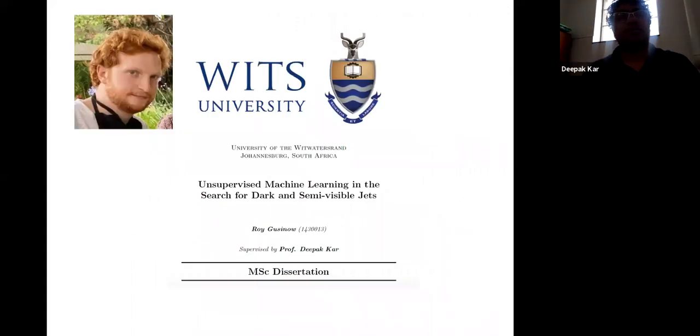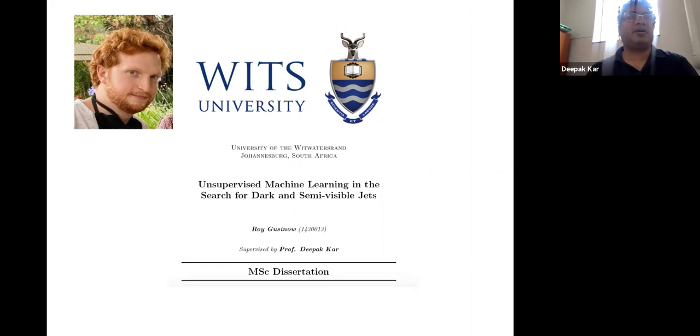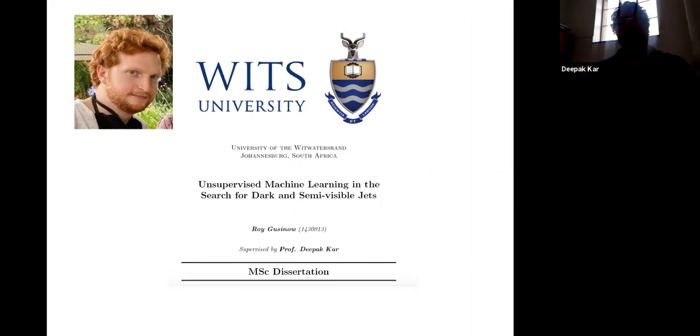And so with my master's student, Roy, who just submitted, we tried to look at different anomaly detection methods for the same visible jet and the dark jets, which are specific dark matter models. So he just handed in the thesis. We checked a lot of methods, including this Koala. And hopefully we can use some of his conclusions in ATLAS.